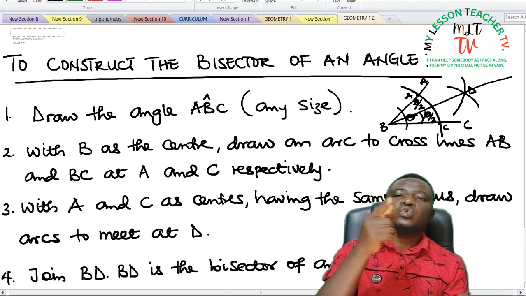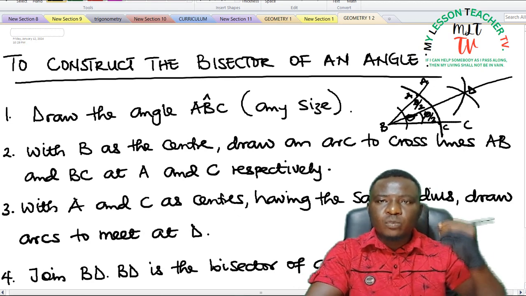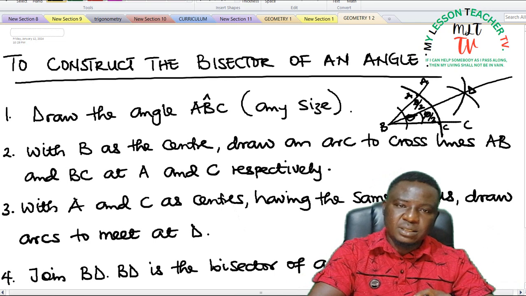Even if it is angle 2 degrees, this procedure helps you to bisect it into 2 equal parts.